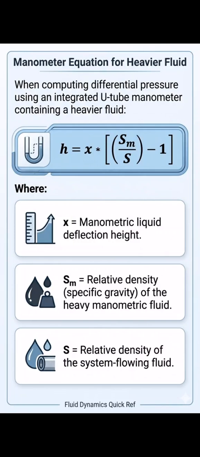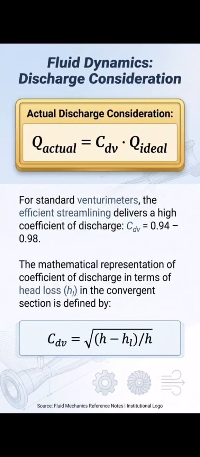Manometer equation for heavier fluid. When computing differential pressure using an integrated U-tube manometer containing a heavier fluid, h is equal to x times (Sm by S minus 1). x is the manometric liquid deflection height, Sm is the relative density, or specific gravity, of the heavy manometric fluid, and S is the relative density of the system flowing fluid. Actual discharge: Q actual is equal to Cd into Q ideal.